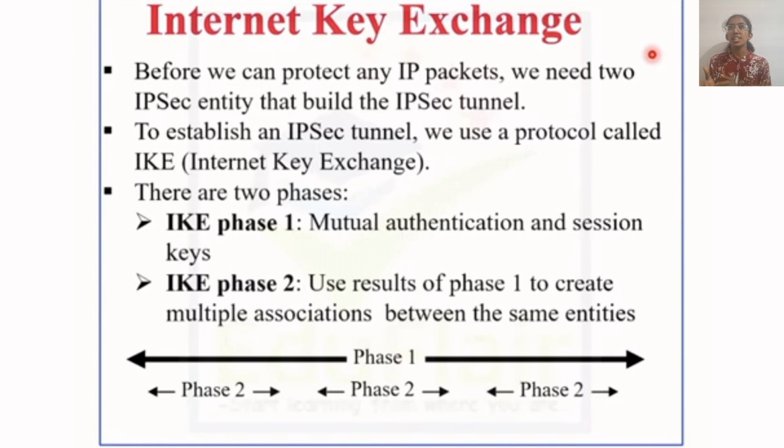And the second one is Internet Key Exchange. Before we can protect any IP packets, we need two IPsec entities to build the IPsec tunnels. And to establish these IPsec tunnels, we use a protocol called IKE, that is Internet Key Exchange. There are two phases in Internet Key Exchange. IKE phase 1 is mutual authentication and session keys. And IKE phase 2 uses the result of phase 1 to create multiple associations between the same entities. As you are seeing on the display, phase 1 and phase 2 are the parts of that.